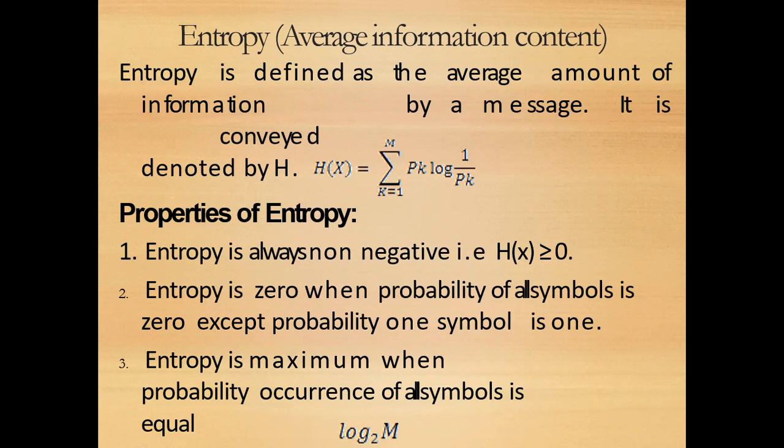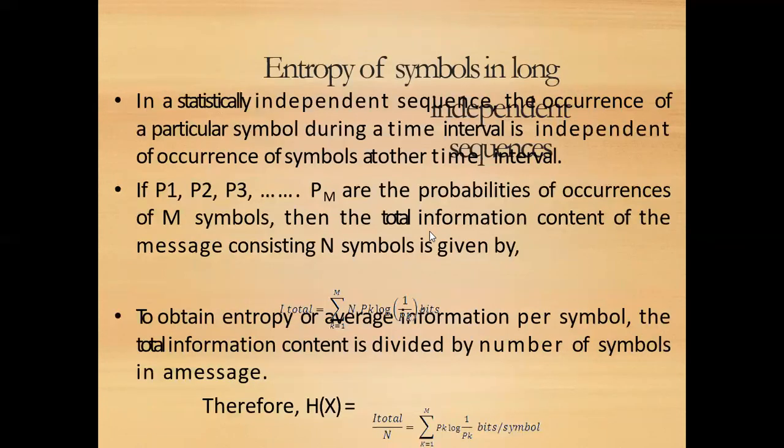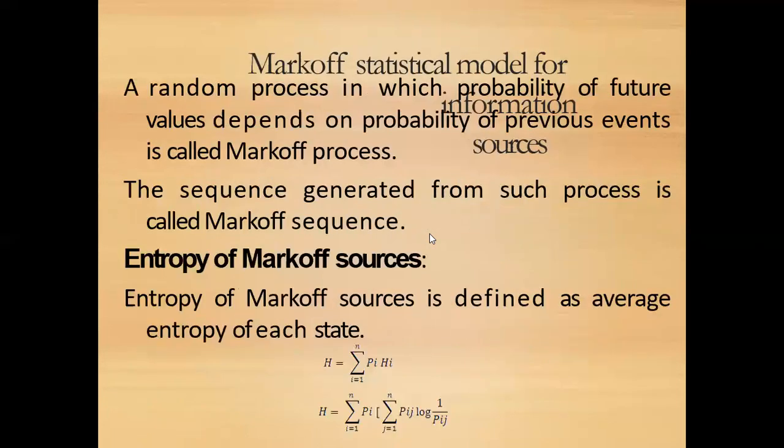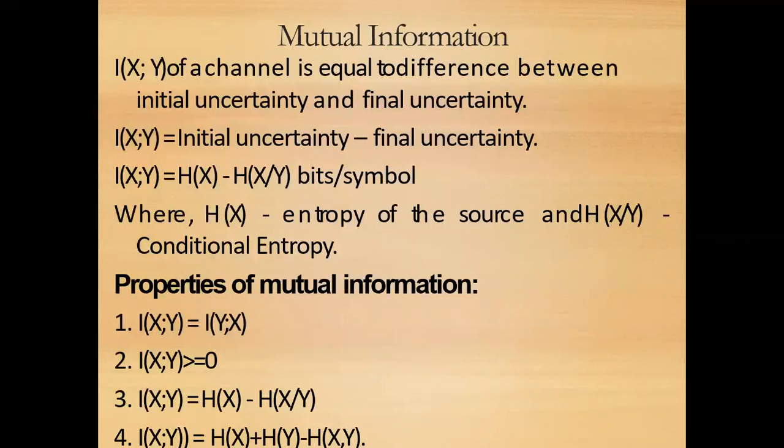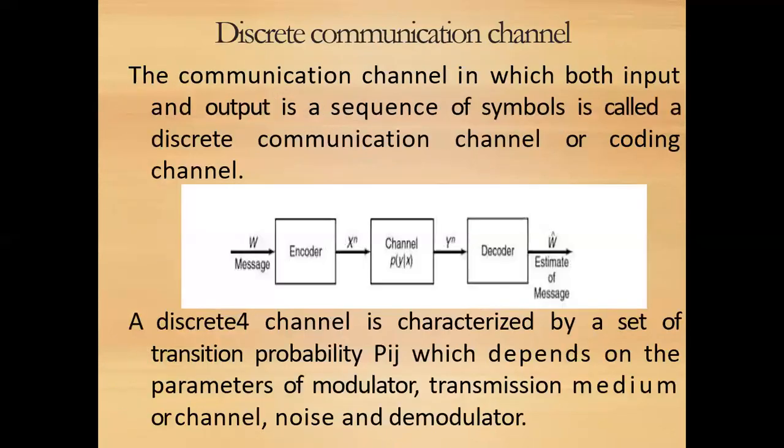where H(X) is greater than or equal to 0. Entropy is 0 when the probability of all symbols is 0 except for one symbol whose probability is 1. Entropy is maximum when the probability of occurrence of all symbols is equal; it is log2 M. We have different types of entropies, like joint entropy, conditional entropy, and mutual information, which we need to know.